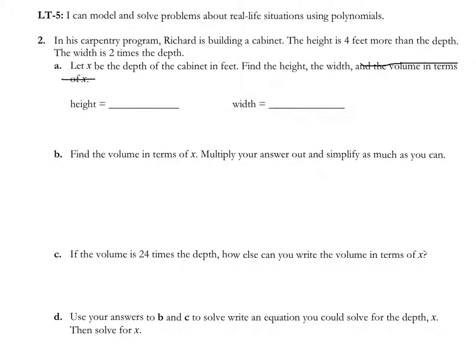Okay, so if X is the depth of the cabinet in feet, we want to find the height and the width in terms of X. So, we're told in the problem that the height is 4 feet more than the depth. So if the depth is X, then our height is going to be X plus 4.